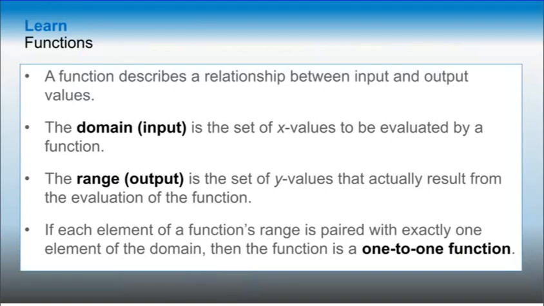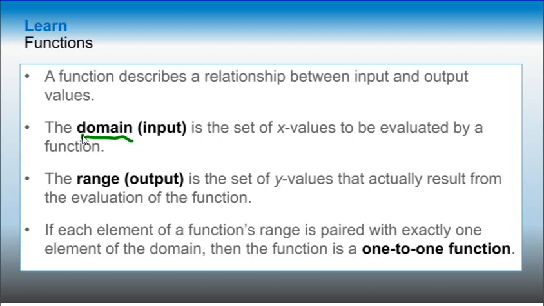So the definition of a function is just a description. A function describes the relationship between the input and the output values. The input is also known as the domain, and that's the set of all x values that you'll be evaluating. And usually for a function, you always get to choose the domain. The range is known as the output, and the range is the set of y values, the actual results from the evaluation of a function.